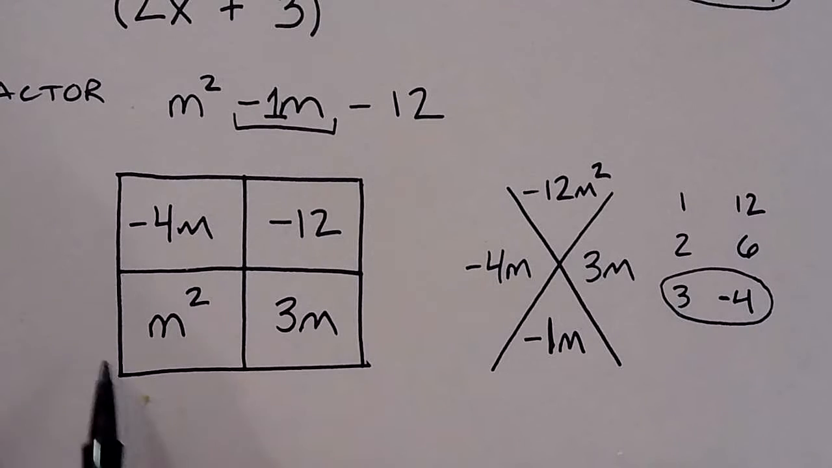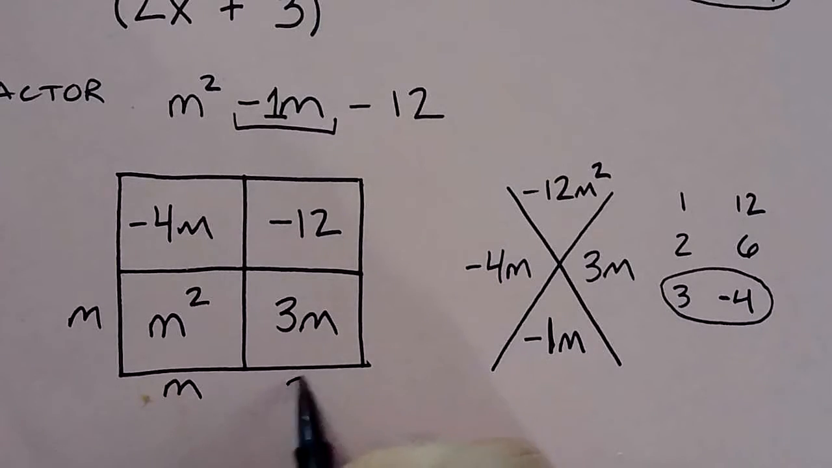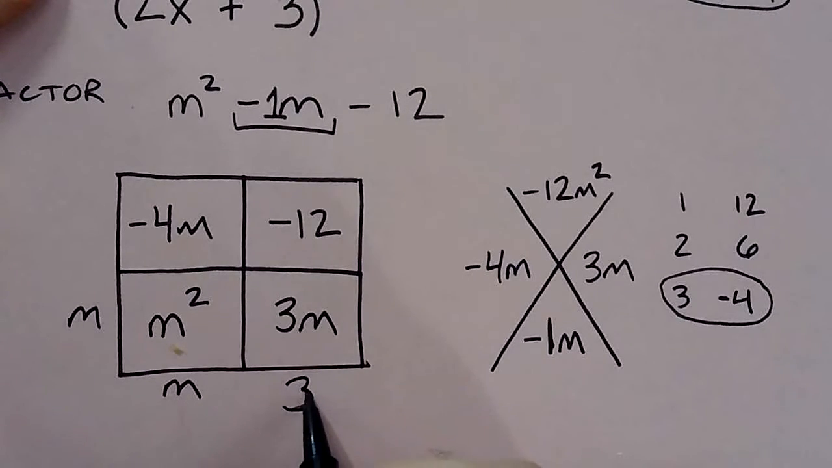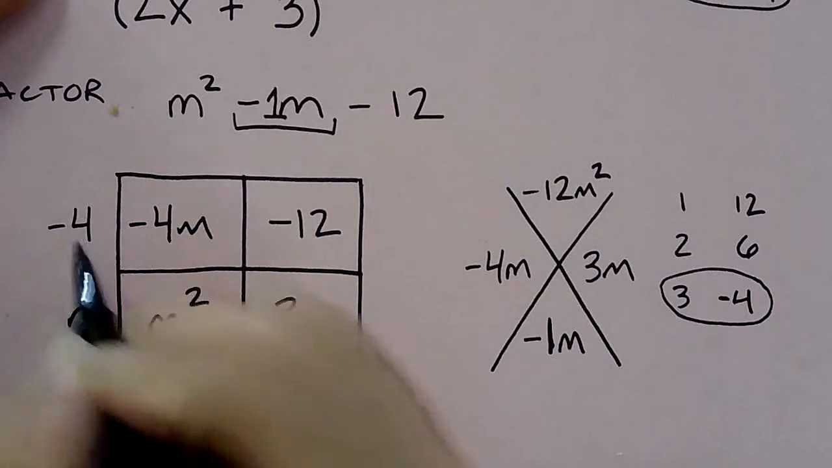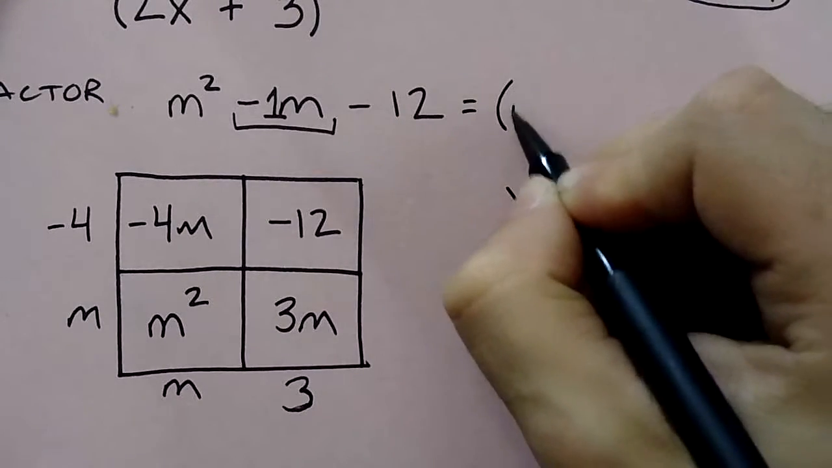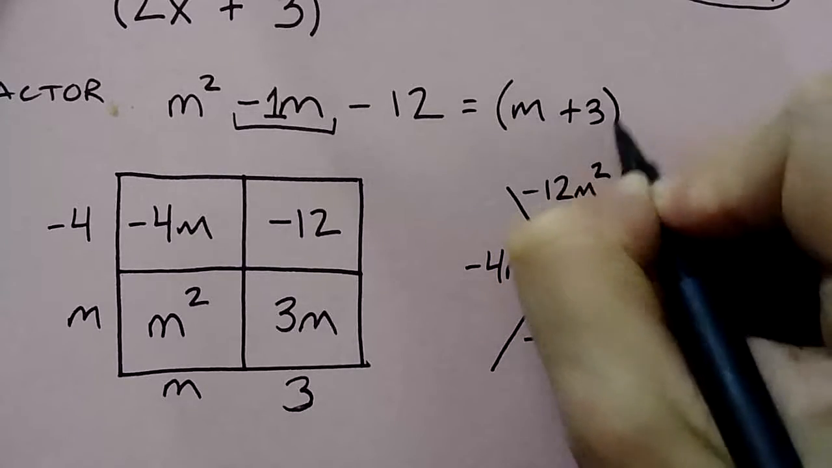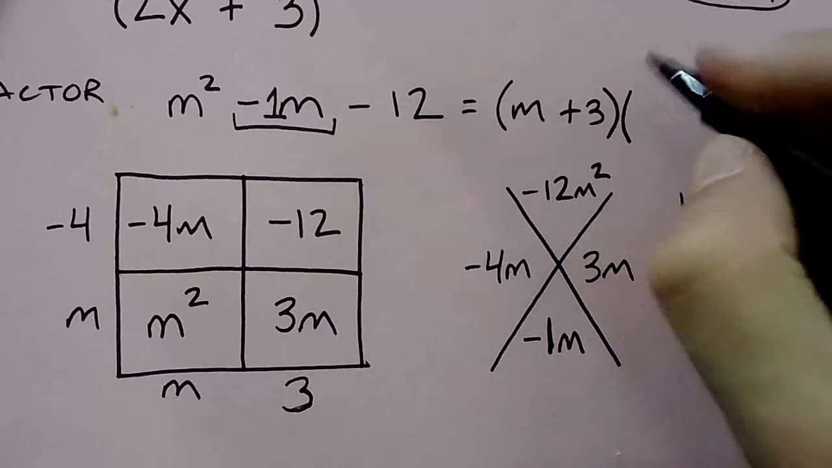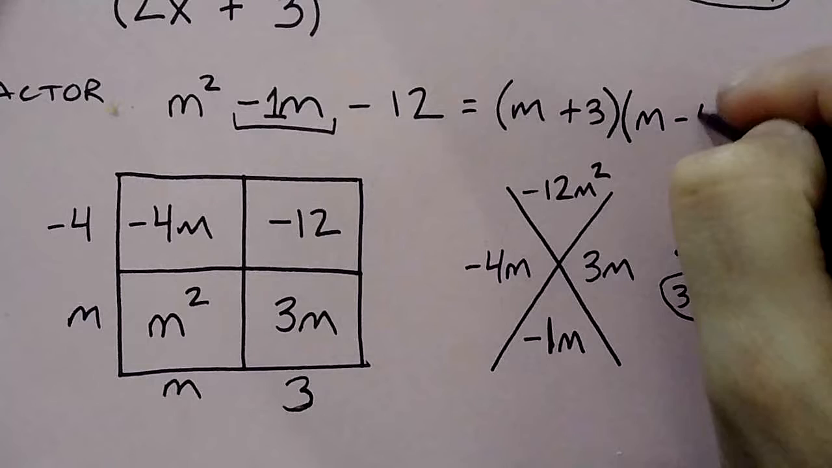All right, I'm going to factor this row. I'm going to start with m squared. My only option here is m and m. So now I build off of that. m times what makes 3m? Oh, that got away from me, 3. And m times what makes negative 4m, giving me my factored form of m plus 3 and m minus 4.